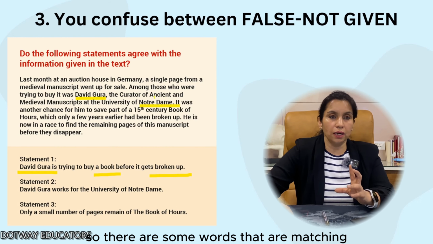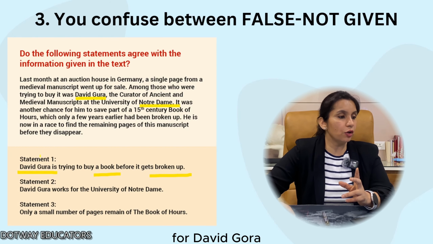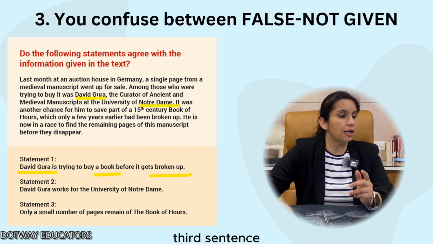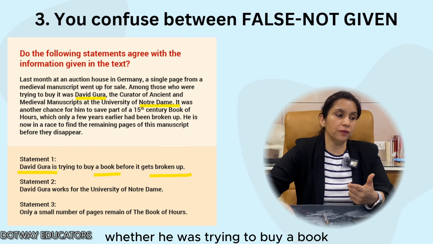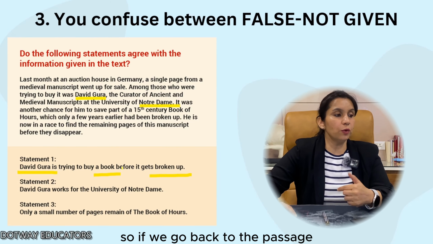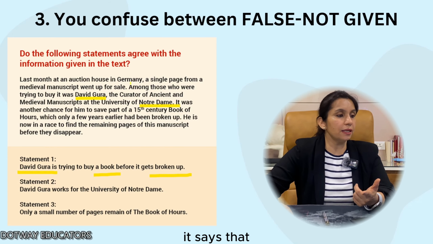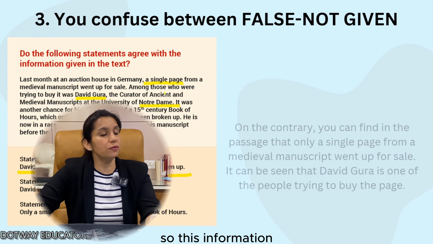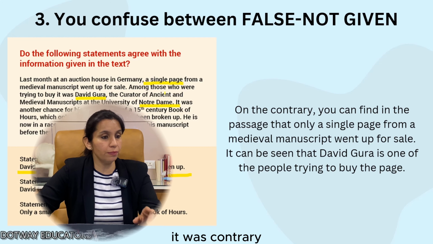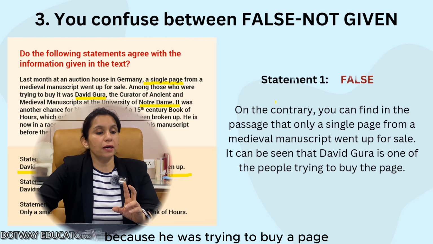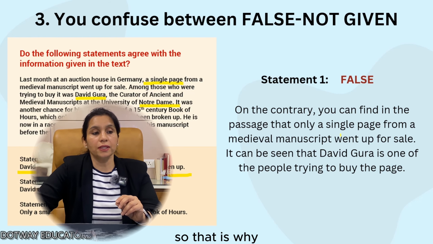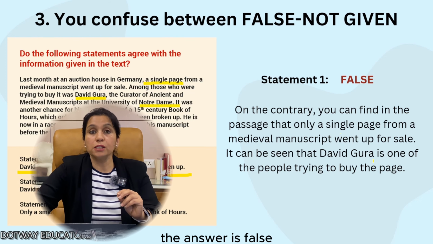So there are some words that are matching. First David Gora, so we got that in the third sentence. And now we'll see whether he was trying to buy a book. So if we go back to the passage, it says that a single page from the medieval manuscript went up for sale. So this information was not the same, it was contrary because he was trying to buy a page, whereas the statement says that he was trying to buy a book. So that is why the answer is false.